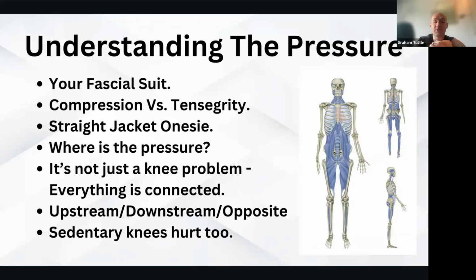So in response to movement, our straitjacket onesie, which is another way of thinking of your fascial suit, starts to become more pliable and open up. That's good because it creates space. When we don't move, it starts to compress and squeeze down and becomes more like a Chinese finger trap, where we are getting locked and stuck into a set of positions.